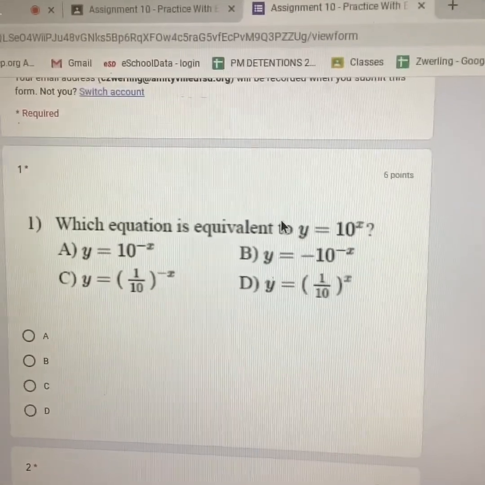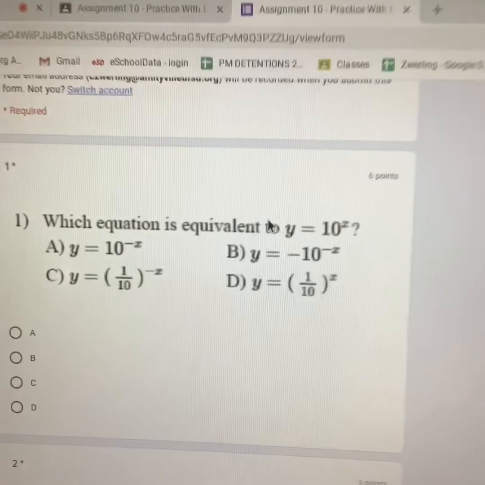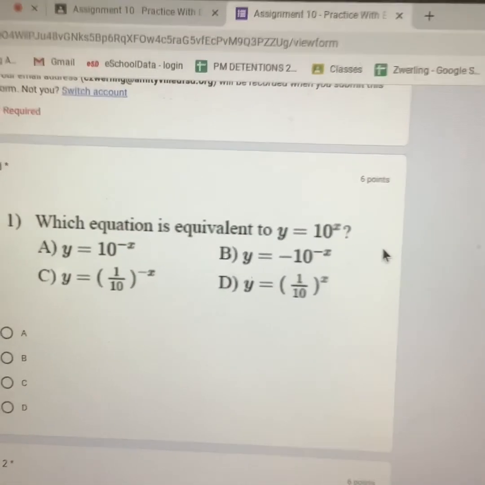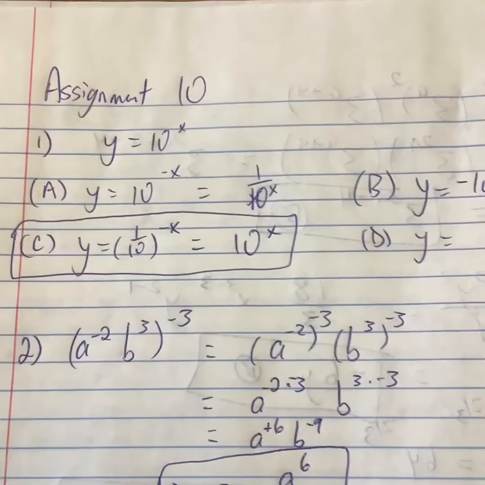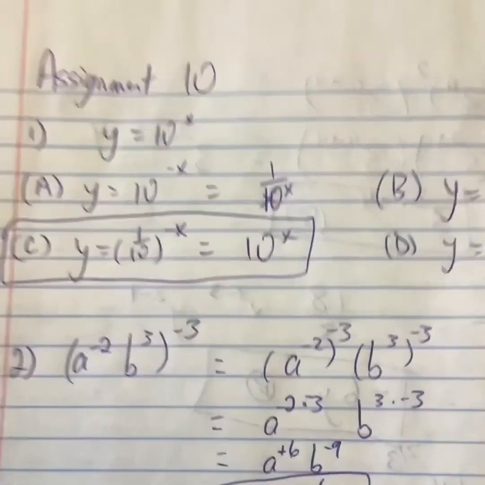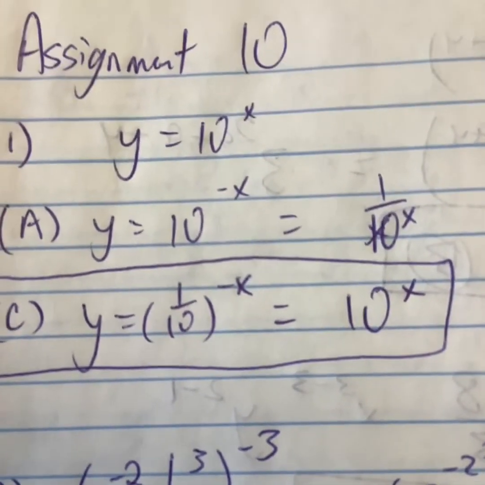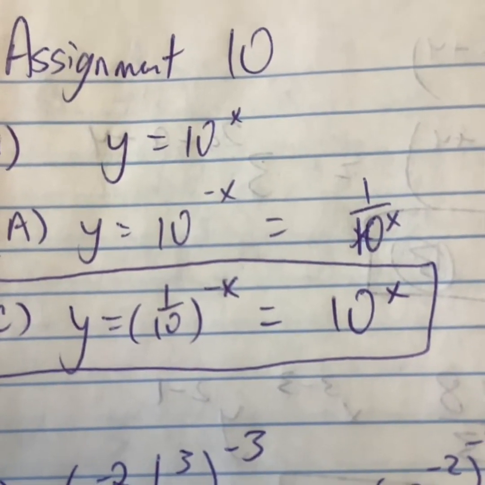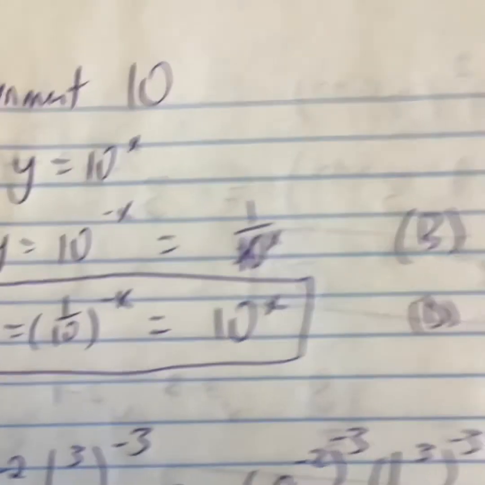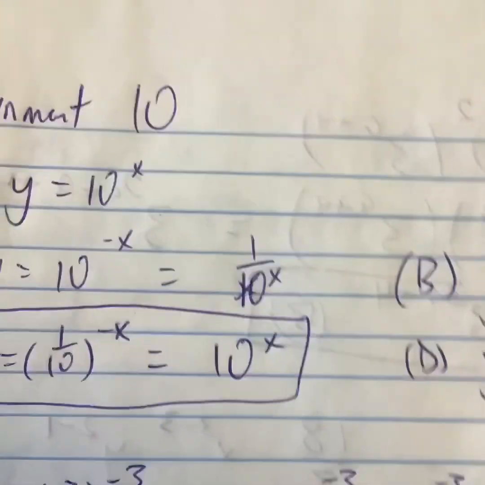The first question says, which equation is equivalent to y equals 10 to the power of x? So if we take these choices one at a time, choice A says y equals 10 to the negative x, and we know that negative exponent means we just take the reciprocal, so that's 1 over 10 to the x, which is not the answer.